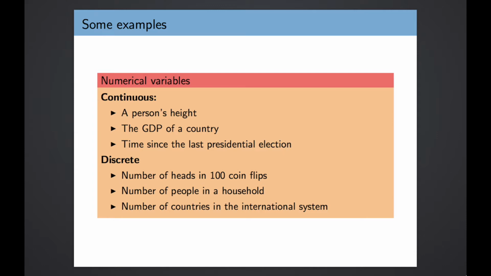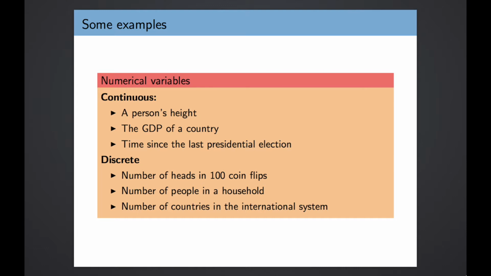Okay, a discrete numerical variable is one that can only take on a certain set number of values. So for example, if we flip a coin 100 times, the number of heads that we get in 100 coin flips can't take on infinite values. That variable can be 0 heads, 1 head, 2 heads, all the way up to 99 heads, 100 heads.